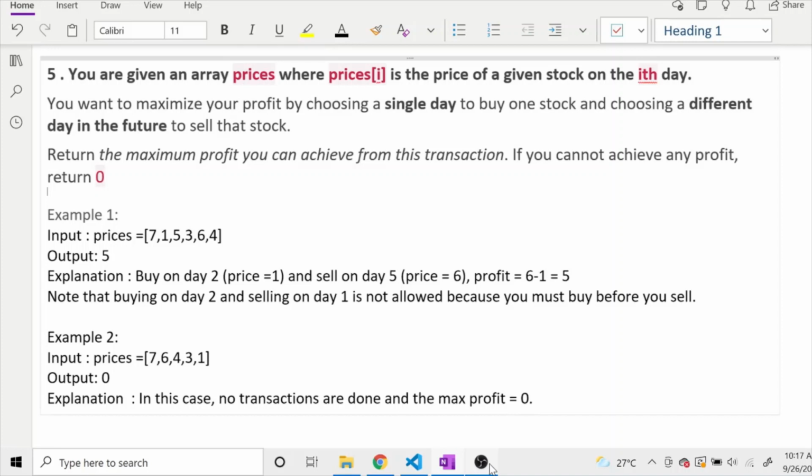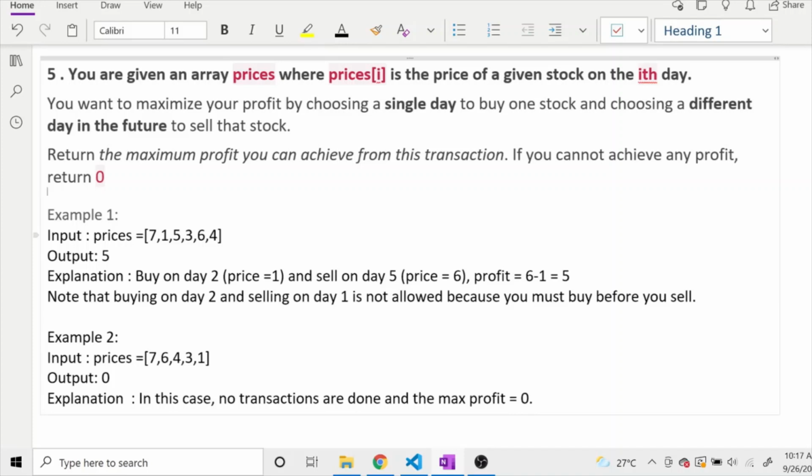So let's see the example input and output, and then we will understand what the problem is trying to say. The input that is given to us is a prices array. This array contains some values 7, 1, 5, 3, 6, 4, and the output that we have got is 5. So let's see how we have obtained this output.